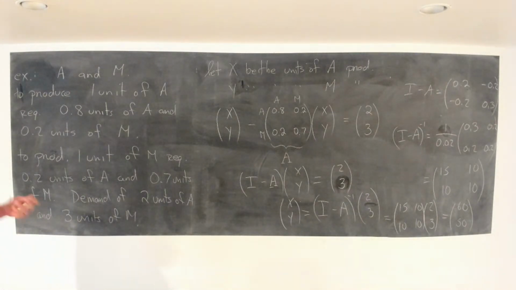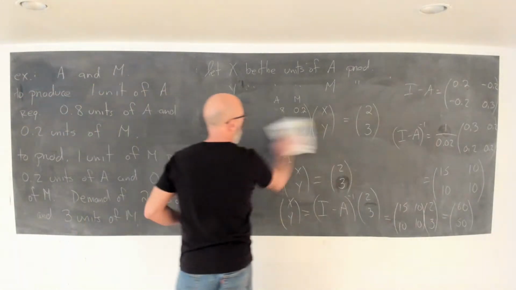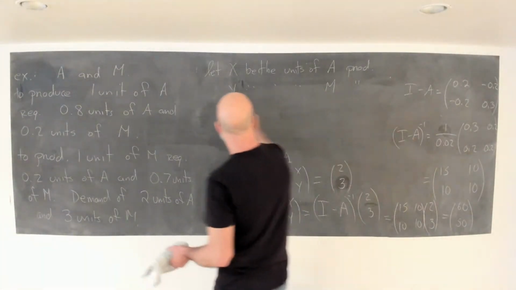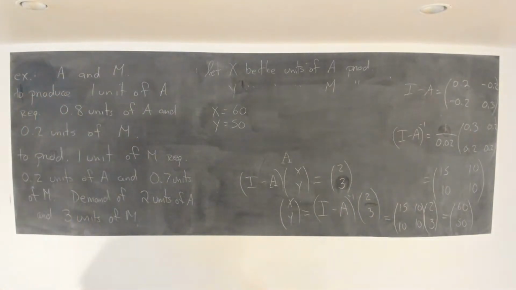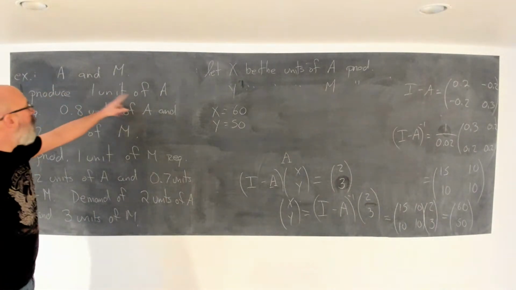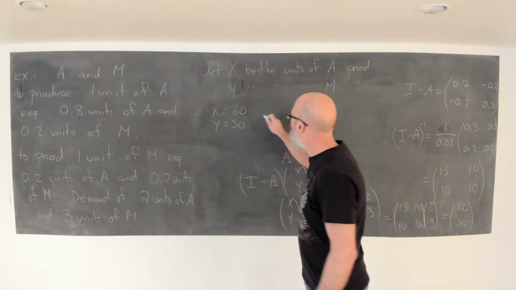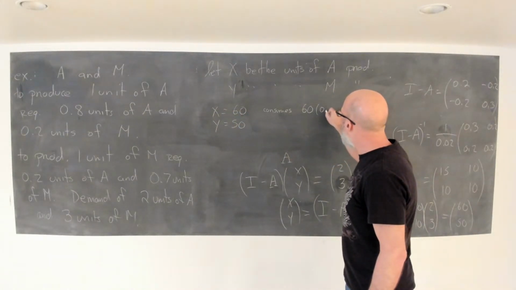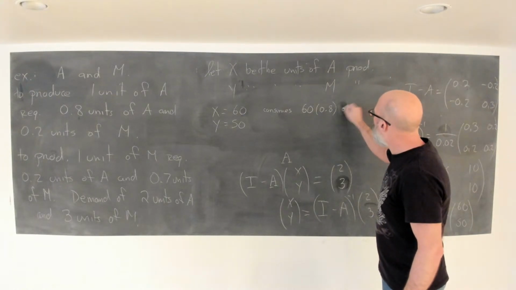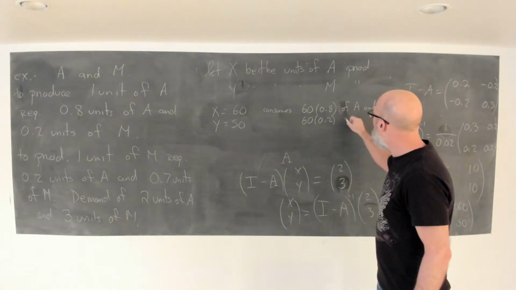Now, here's the question. Is this correct? Is this the right answer? So X is 60, Y is 50. Let's verify if this is right. The production of 1 unit of agriculture requires 0.8 units of agriculture and 0.2 units of manufacturing. So if you're producing 60 units of agriculture, you are eating up 60 times 0.8 units of agriculture and 60 times 0.2 units of manufacturing.